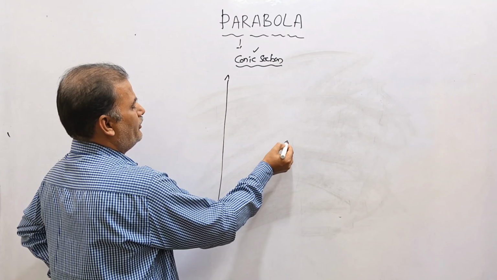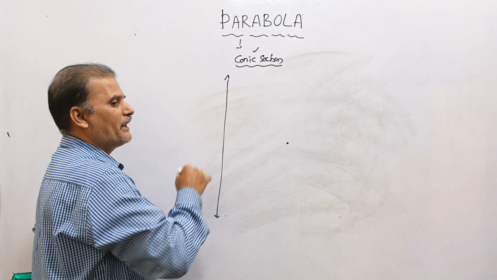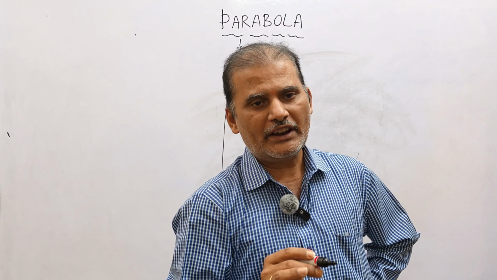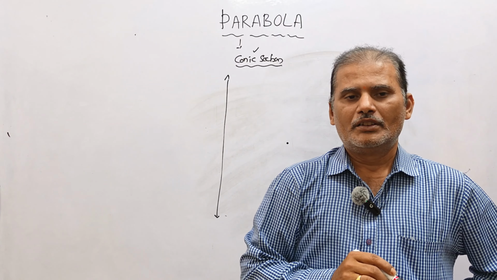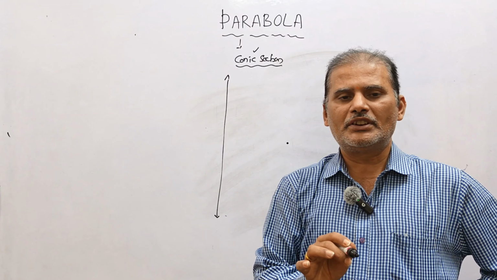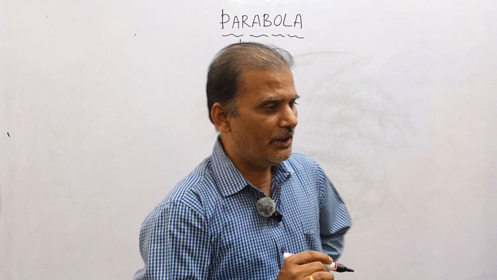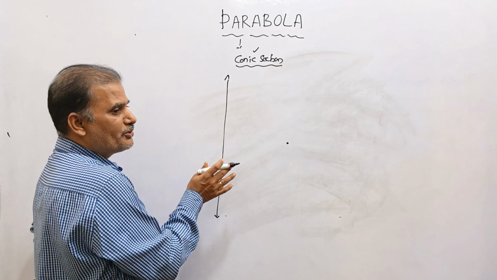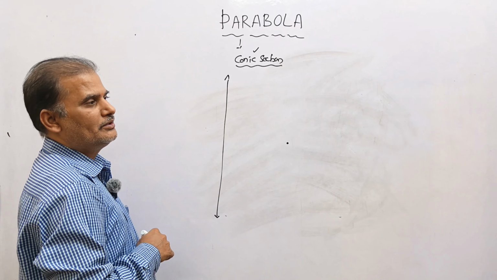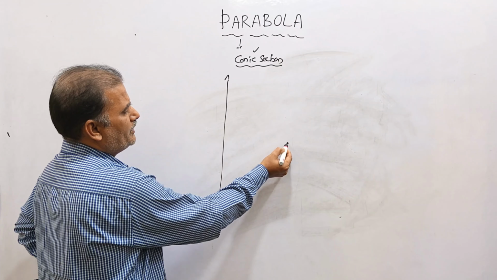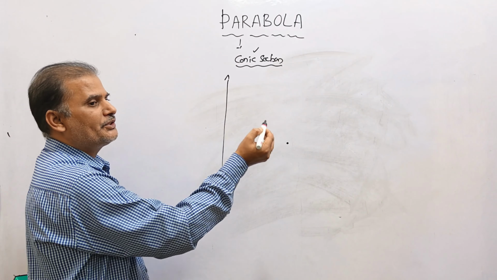The locus of all points moving in a plane. What is locus? Satisfy a condition. Or the set of all points satisfying a condition is called locus. Here also the locus of all points moving in a plane, the distance from a fixed point and the fixed line is always a constant.